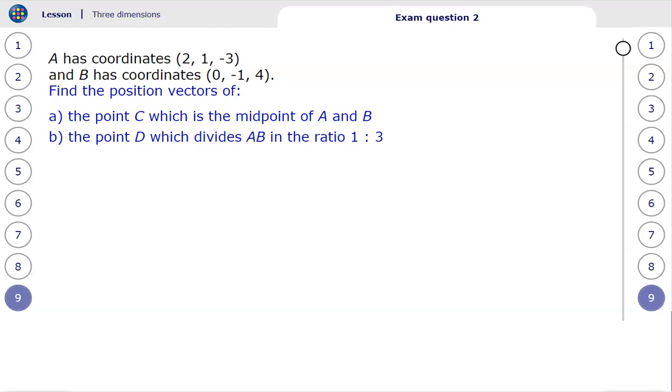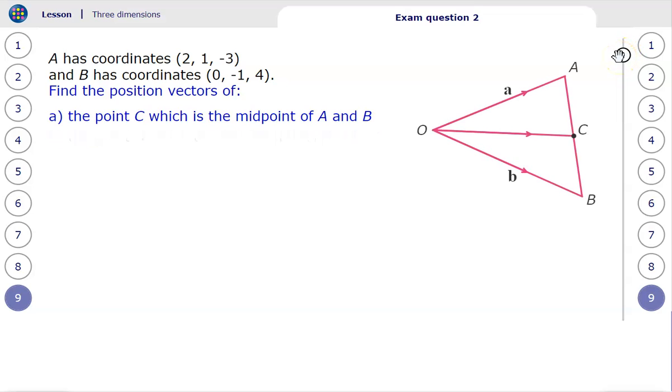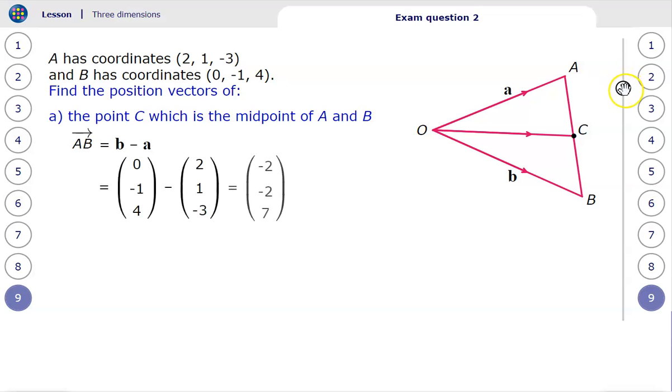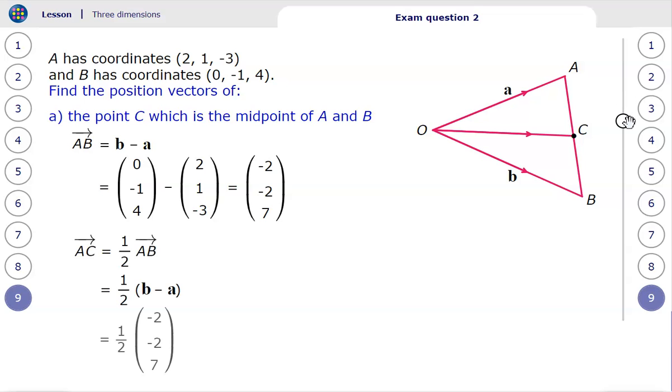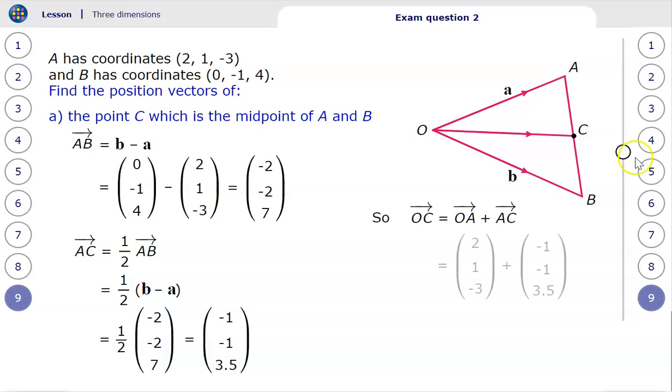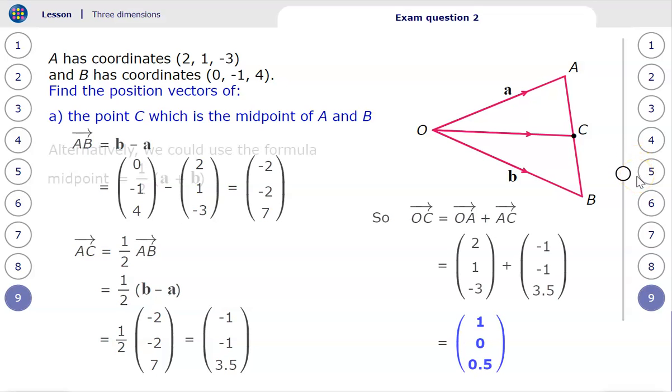Finally, I have coordinates for the point A as 2, 1, minus 3, and B is 0, minus 1, 4. I need to find the position vectors of C, which is the midpoint of AB, and the position vector of the point D, which divides AB in the ratio 1 to 3. So as always, draw a diagram. We know that C is the midpoint, so I need to find the displacement vector AB. I've got the two position vectors for that, so that shouldn't be a problem. There's my displacement vector AB. Now, if I want to find the position of the midpoint, the position of C, we know that AC is a half of AB, and I can get that vector by plugging the values in. So if I want my position of C, I know that OC is going to be OA plus AC. Plug in my values. There is my position vector for the point C.